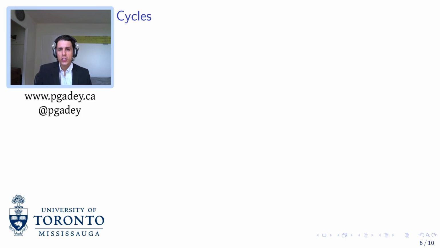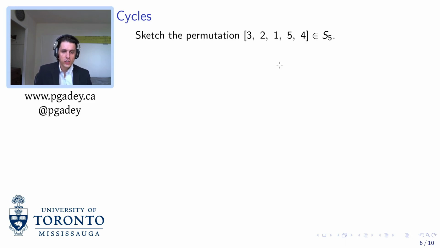Now we're going to talk about a more geometric way of approaching permutations. We're going to talk about the notion of cycles. So to do so, we're going to sketch a permutation by drawing the set that it acts on, and seeing where every element gets mapped under this permutation.